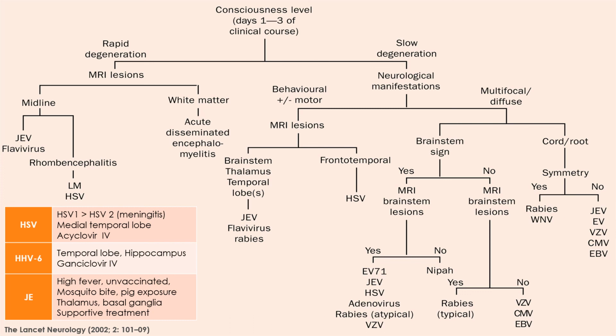The other virus that is common in Asia is Japanese encephalitis. This mostly occurs in young patients who have high fever and no vaccination. The pig is an amplifying host, and it mostly involves the basal ganglia and thalamus. There is no effective antiviral treatment, so the treatment is supportive.